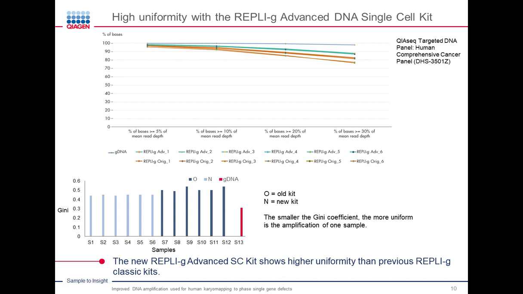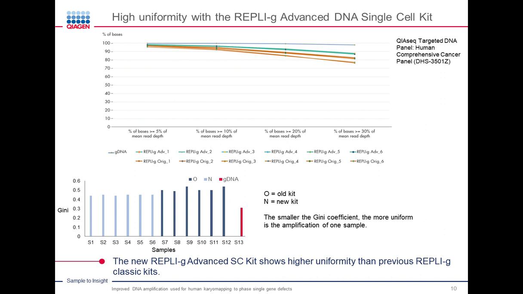Here you can see that the REPLI-g Advanced DNA single cell kit, shown in blue, performs better than our traditional REPLI-g DNA kit when looking at the amplified bases and the uniformity across the NGS assay.